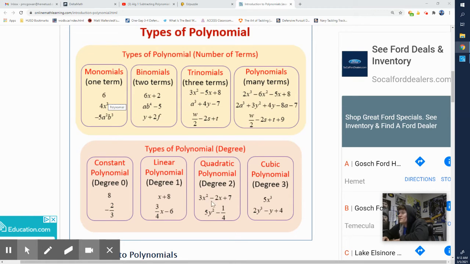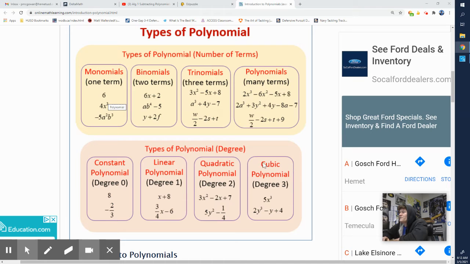But anyways, if you have an exponent of 2, you're known as a quadratic polynomial. And there's the name of our unit, right? That's why we call it quadratic functions. We're going to be dealing with a lot of these polynomials, degree 2.